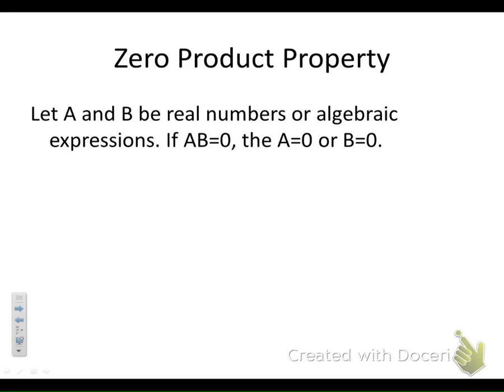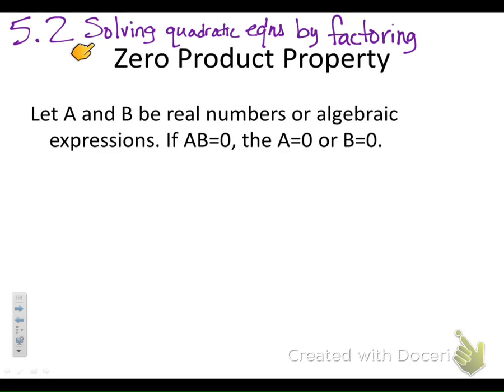Today is dealing with 5.2. 5.2 covers solving quadratic equations by factoring, and then we're going to dive into a new vocabulary word called zeros. And it kind of deals with this zero product property.